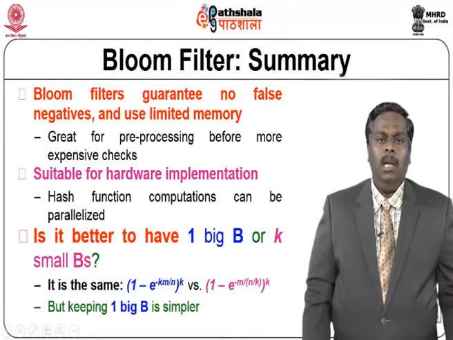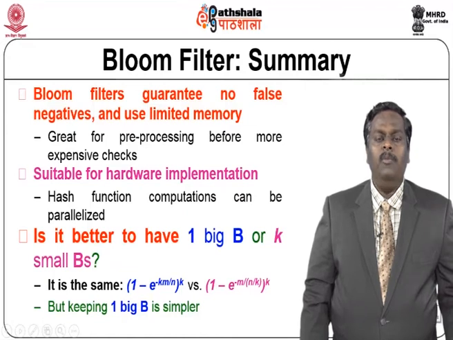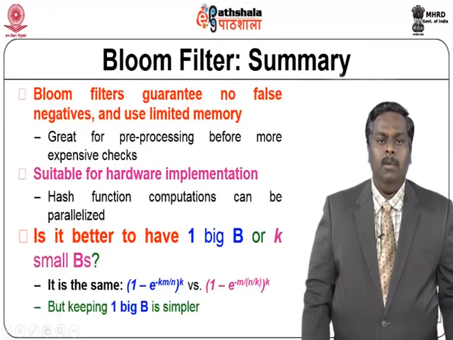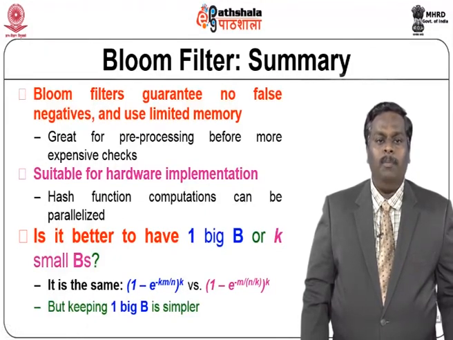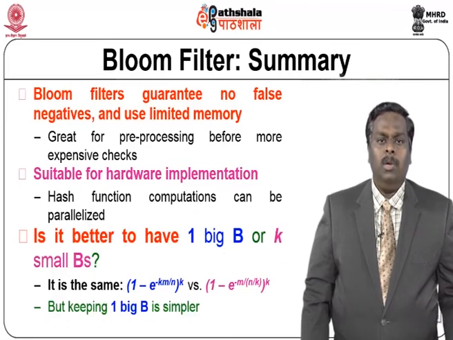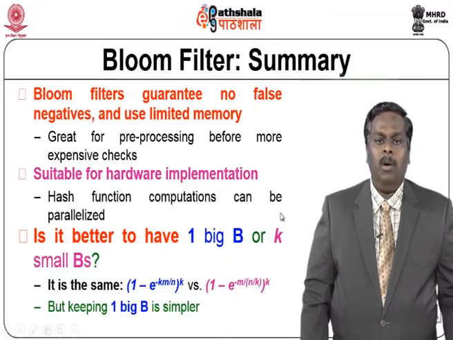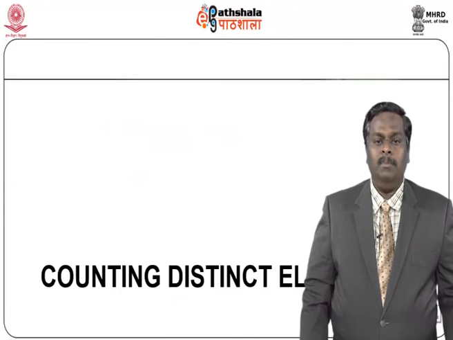To summarize, the Bloom filter is a very good algorithm for applying filtering over a data stream, and it guarantees no false negatives and uses limited memory. This is very good for pre-processing. It is also suitable for hardware implementation because hash function computations can be parallelized. It is better to have one big B rather than k small b's, and keeping one big B is very simple because the number of bits you use will accommodate all possible elements.